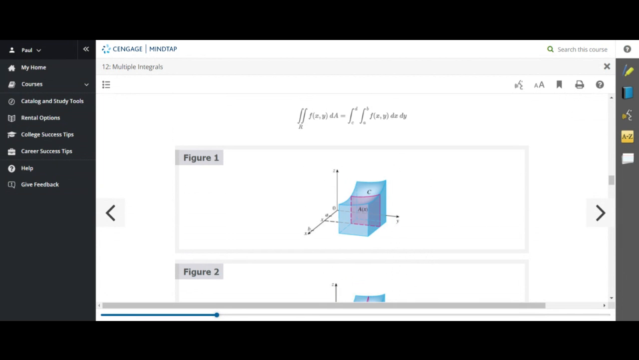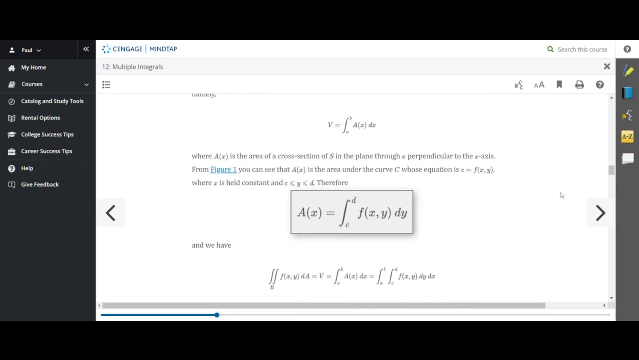Your limits are from c to d and your function is f of x, y. f of x, y is a function that defines the surface, but if you keep x fixed, that cross-sectional area A of x will be the integral of the function of x and y with respect to y, going from limits c to d. That's what they're saying right here.